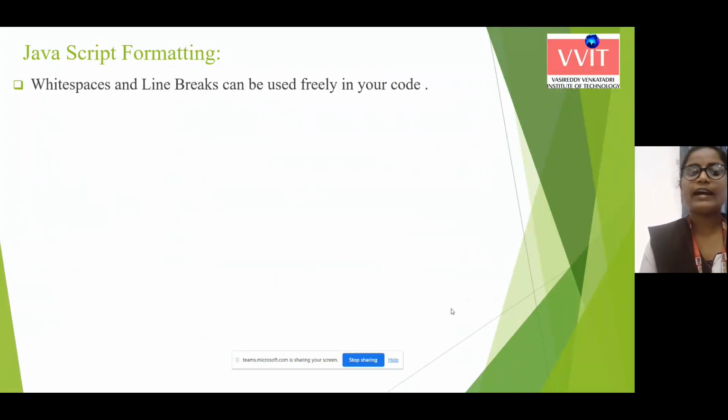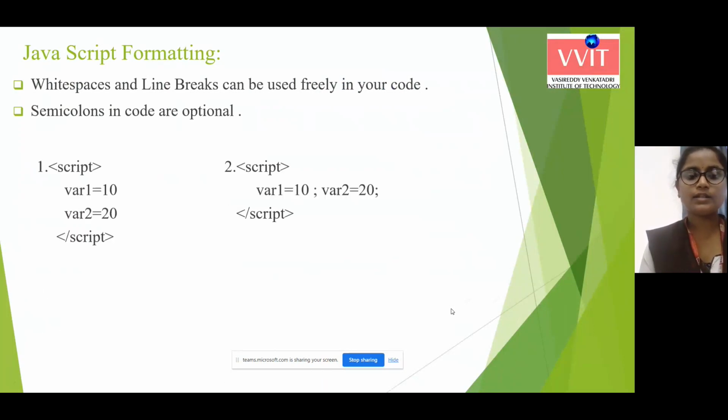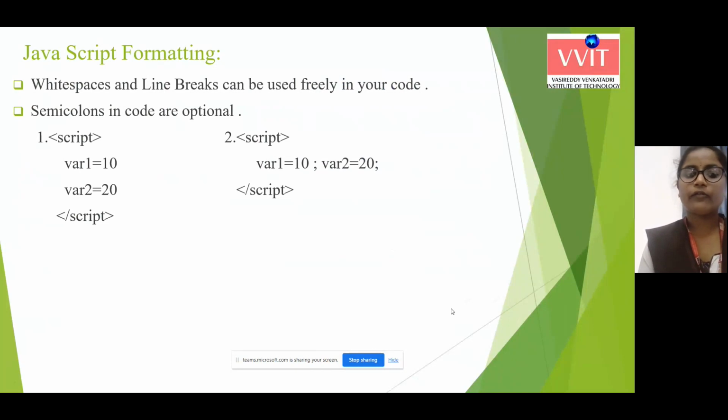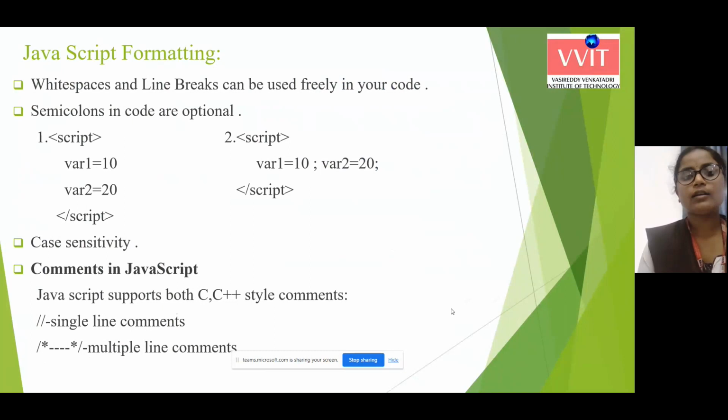JavaScript formatting. Here white spaces and line breaks are ignored by the interpreter, so you can freely use white spaces and line breaks. Semicolons are optional. This means both var1 and var2 equal to 10, with and without semicolons, are the same. And case sensitivity. This means the text with uppercase letters and the text with lowercase letters are completely different in JavaScript code. Comments in JavaScript. JavaScript supports both C style and C++ style comments. That means for single line comments we can use double slashes, and for multiple line comments we can use slash star.